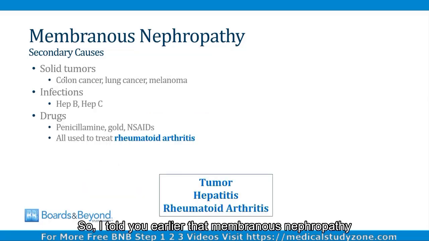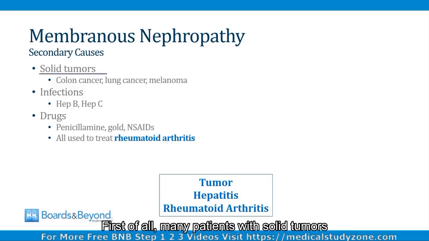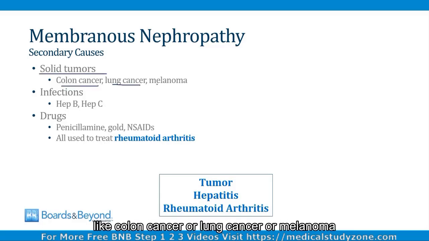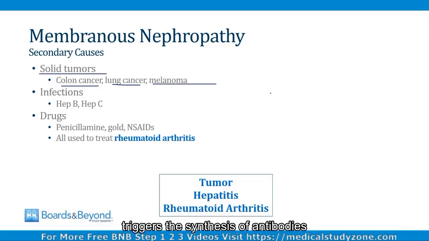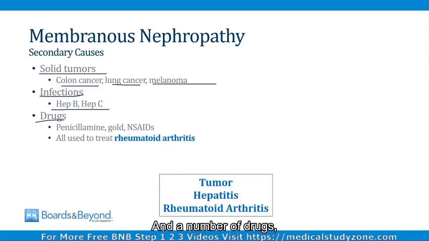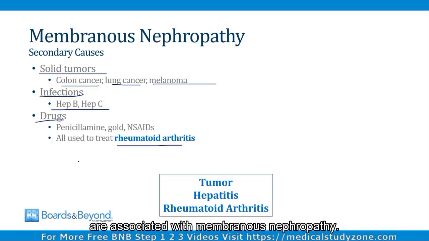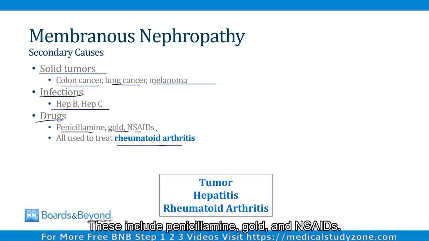So I told you earlier that membranous nephropathy is associated with a number of disorders, so let's talk about those now. First of all, many patients with solid tumors like colon cancer, lung cancer, or melanoma will develop membranous nephropathy. It's thought that the tumor triggers the synthesis of antibodies, and that forms immune complexes which deposit in the kidneys. Infections with hepatitis B and hepatitis C are associated with membranous nephropathy. And a number of drugs, all of which can be used to treat rheumatoid arthritis, are associated with membranous nephropathy. These include penicillamine, gold, and NSAIDs.